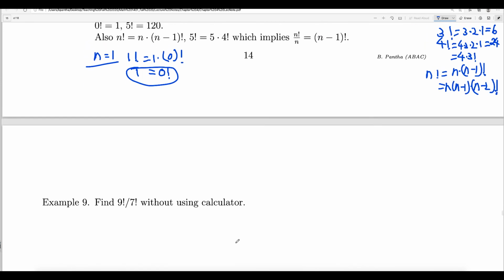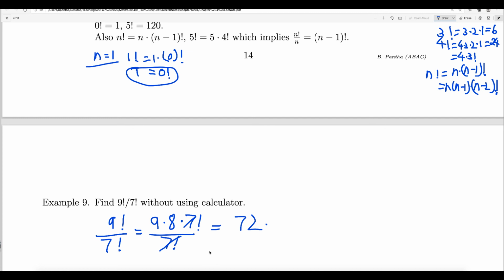Let us look at example number 9. It says find 9 factorial divided by 7 factorial without using a calculator. So how do I do that? You cannot just divide 9 by 7. What you do is expand the bigger factorial, 9 factorial, as 9 times 8 times 7 factorial. I stop there at 7 factorial because there is a 7 factorial in the denominator. Now you cancel that. What you get is 9 times 8, which is 72. That's the answer.